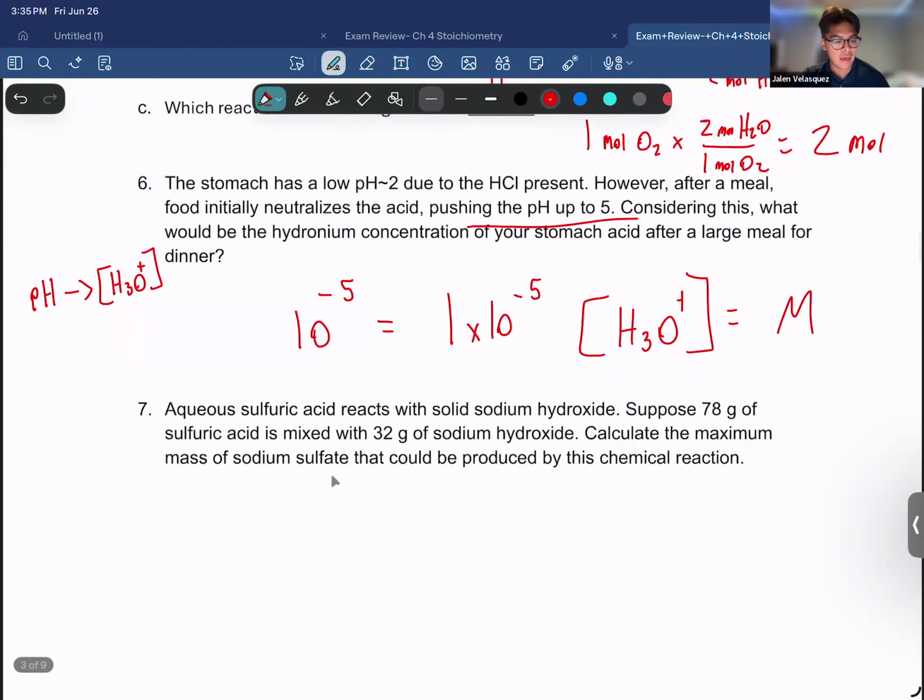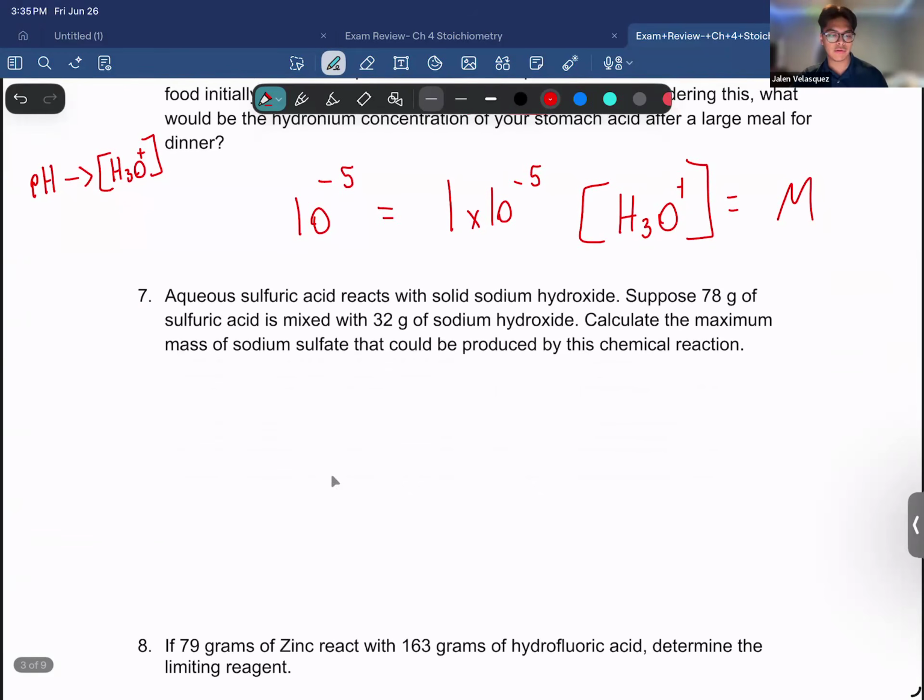Okay, number 7. This says aqueous sulfuric acid reacts with solid aluminum hydroxide. Suppose 78 grams of sulfuric acid is mixed with 32 grams of sodium hydroxide. Calculate the maximum mass of sodium sulfate that could be produced by this chemical reaction. So this is going to be a limiting reactant problem. Just looking at the words, we have sulfuric acid and sodium hydroxide. We know this is an acid-base reaction, which produces water and a salt.